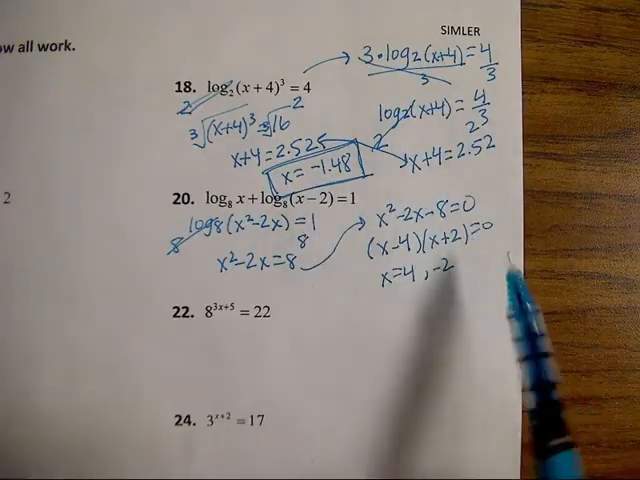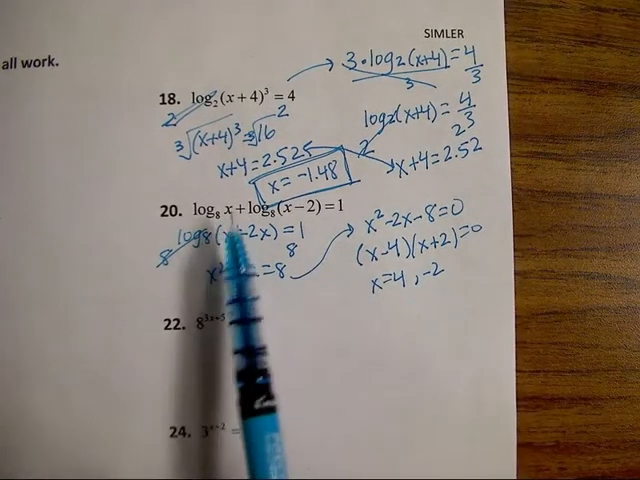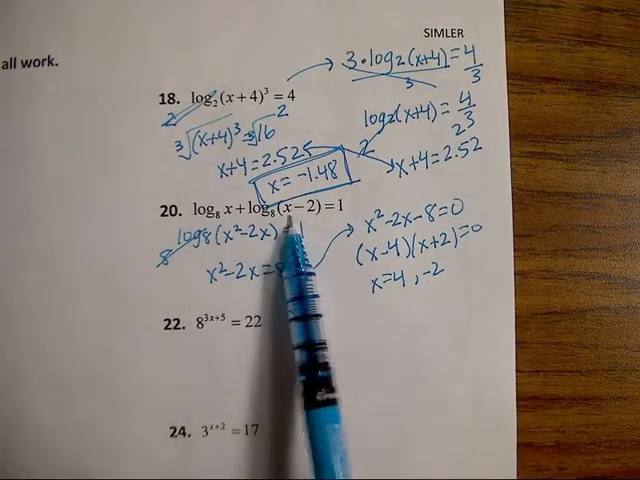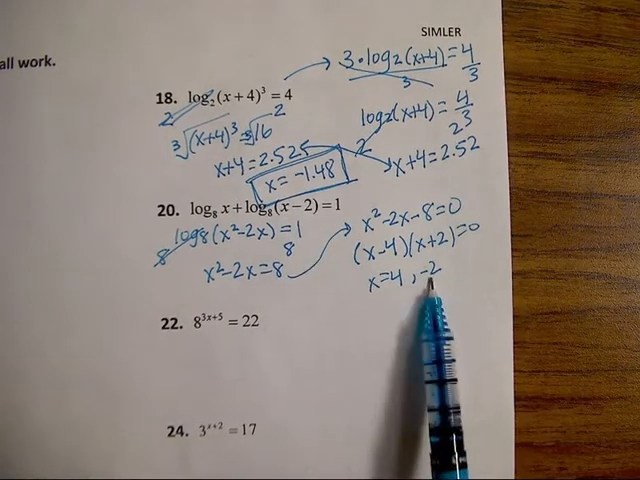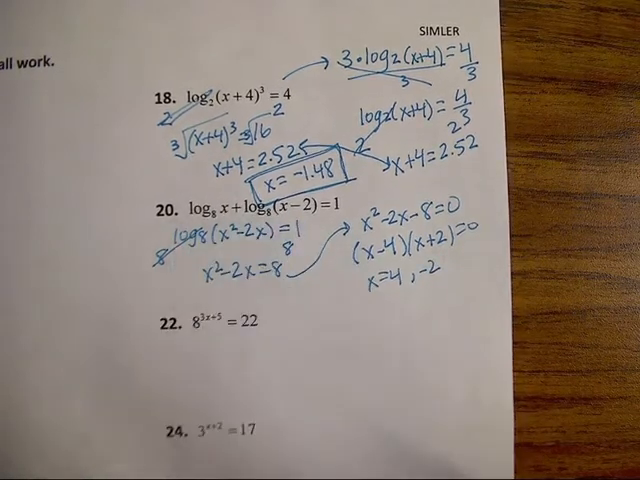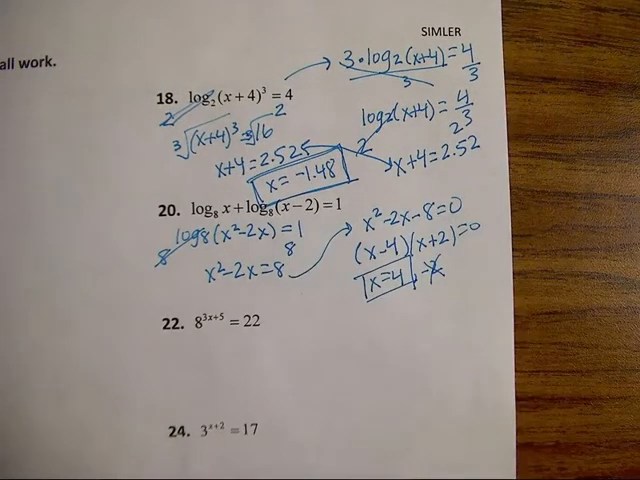Again, it is a log. Make sure they both work. And actually, when I plug them back in, 4 is fine, positive, positive, right? 4 minus 2 is still positive. But this guy, plugging negative 2 back in, makes both of these negative. So negative 2 is out, and just 4 is my answer.